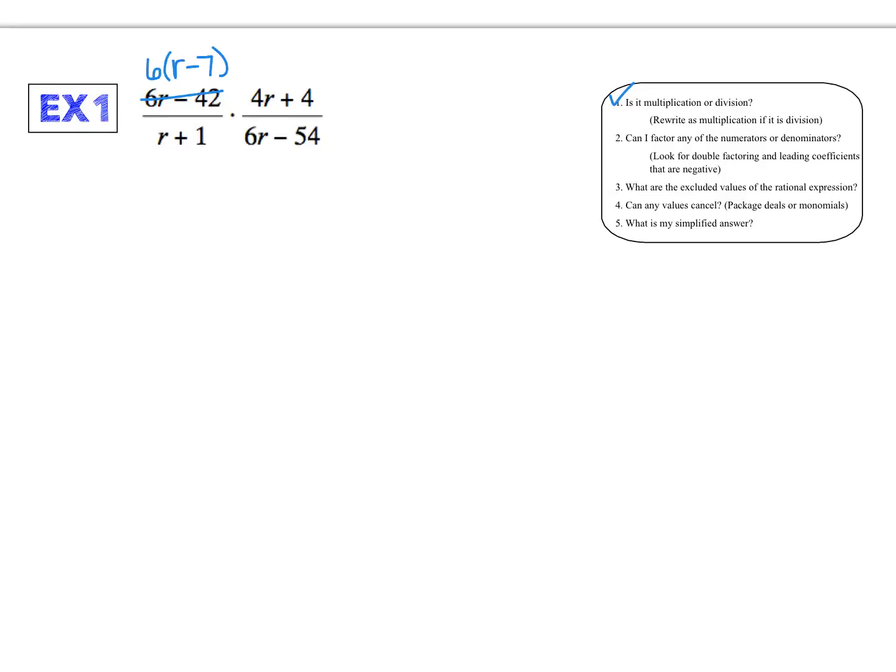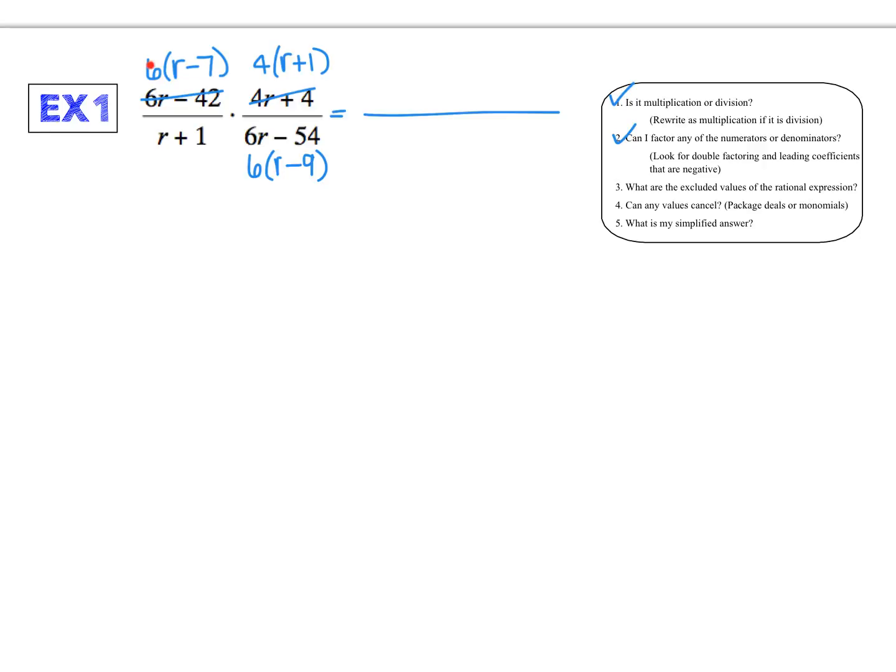r plus 1 cannot be factored. But 4r plus 4, I can take out a 4, and that leaves me with r plus 1. And then 6r minus 54, I can take out a 6, and I'm left with r minus 9. All right, so I factored everything, and so I'm just going to put everything together now. So what I essentially have is 6 times r minus 7 times 4 times r plus 1.